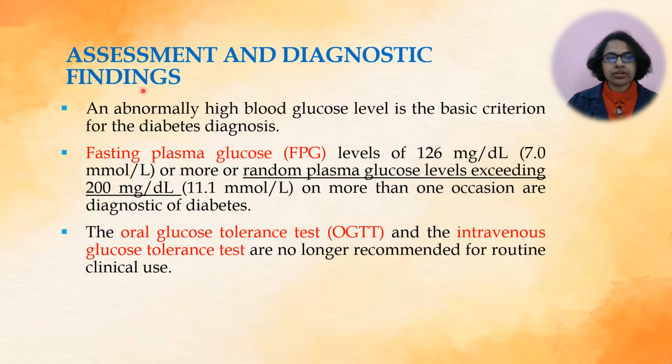So let us talk about assessment and diagnostic findings. An abnormally high blood glucose level is a basic criterion for the diabetes diagnosis. The first investigation is fasting plasma glucose. The level should be in the range of 126 milligram per deciliter or 7.0 millimole per liter or more, or random plasma glucose exceeding 200 milligram per deciliter, that is 11.1 millimole per liter, on more than one occasion, is diagnostic of diabetes.